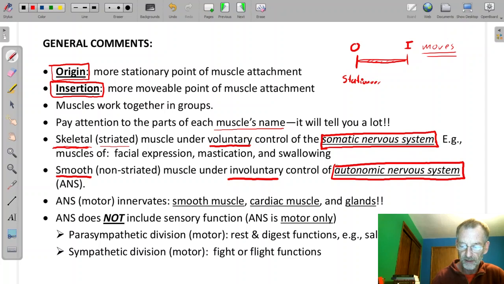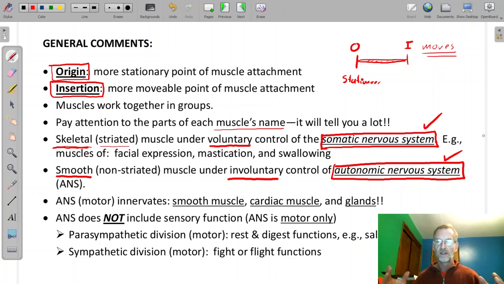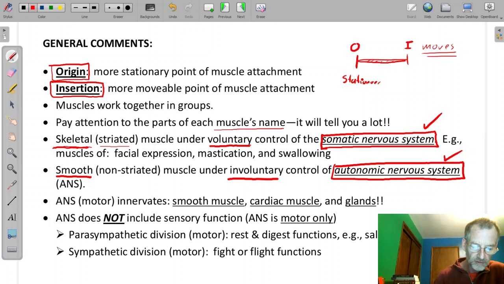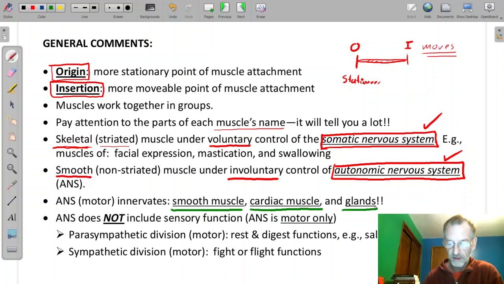So the two divisions that we have of the nervous system are the somatic and the autonomic. The somatic controls skeletal muscle. The autonomic nervous system controls smooth muscle, cardiac muscle, and glands. And what we'll be dealing with mostly in this class are salivary glands. That's the autonomic. So smooth muscle, cardiac muscle, and glands.